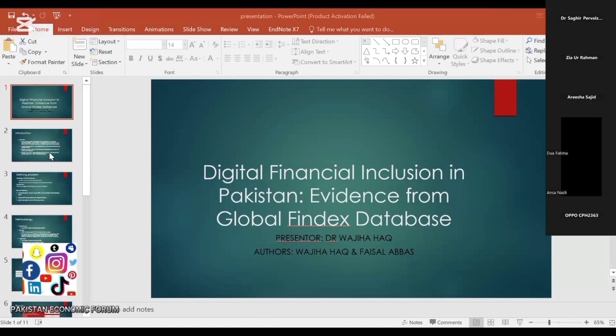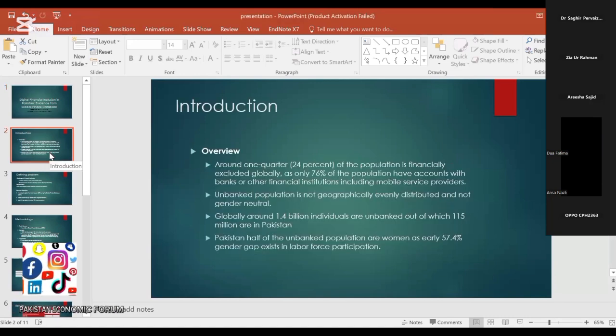I will not go into the detail of what financial inclusion is, because you have already learned about it a lot. But yet, I must say that in this age of artificial intelligence, the world's problems are yet very fundamental. The contemporary world faces the problem of access to financial services and financial inclusion. And the severity of this issue is also not uniform across regions or gender. Around a quarter of the population is financially excluded globally, as only 76% of the population have accounts with banks or other financial institutions, including mobile service providers.